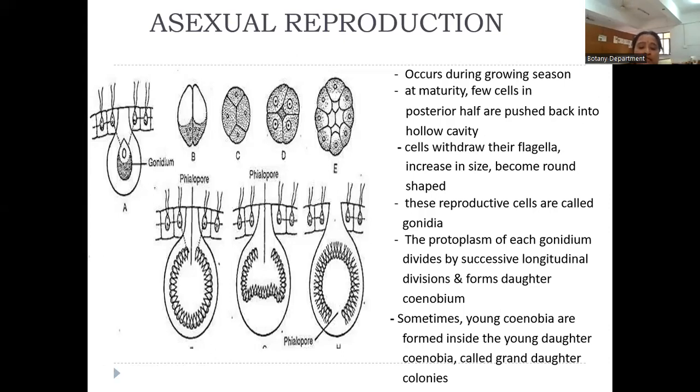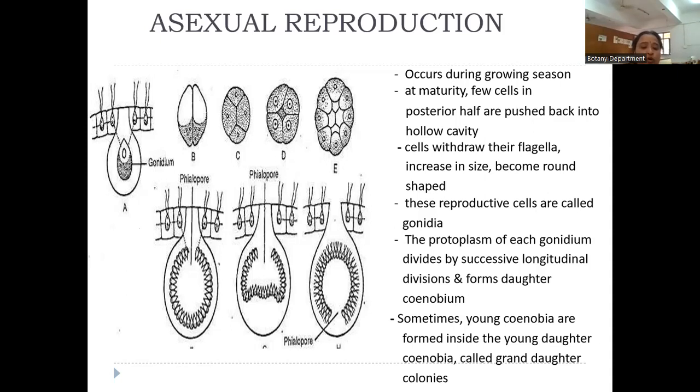This eight-celled stage is known as the plakea stage. This one also is asked: in which alga is the plakea stage visible during asexual reproduction? In Volvox. The eight-cell stage is called the plakea stage. Total how many cells are found? Eight cells. First, I'll take the four: 1, 2, 3, 4. These four cells are not in contact with the base.